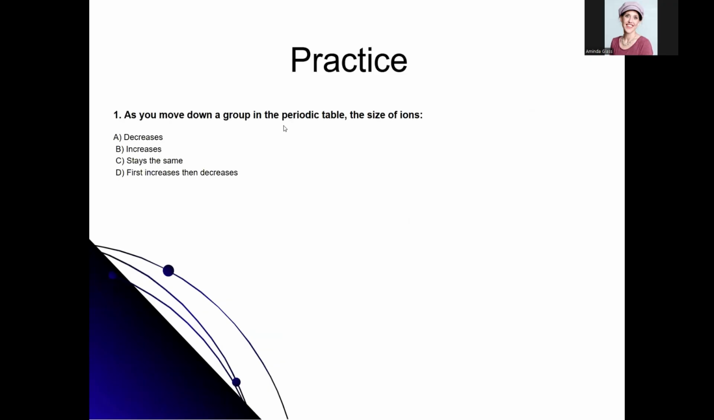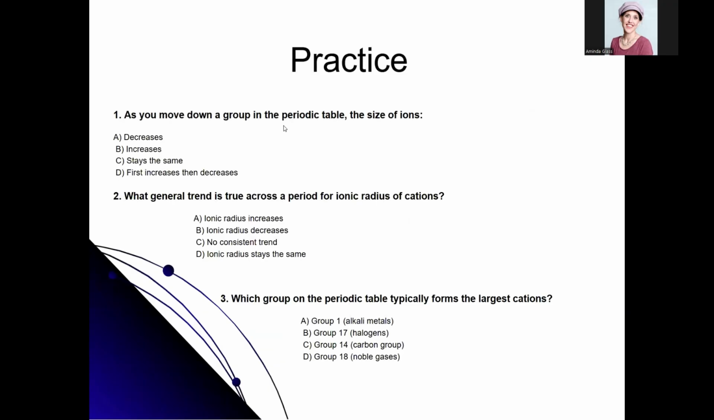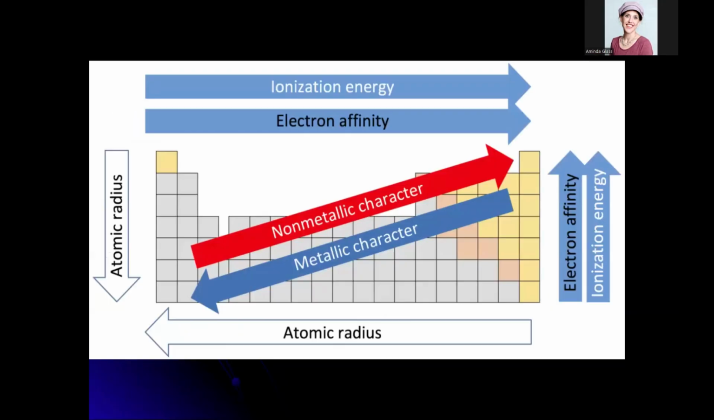So let's do some practice questions. I want you to try these questions and then come back and answer them on your own, or see if your answers that you answered on your own are correct. So as we move down a group in the periodic table, what happens to the size of atoms? Does it increase, decrease, stay the same, or first increase and then decrease? So we're going down a group. As we go down a group, we know the atomic radius increases.